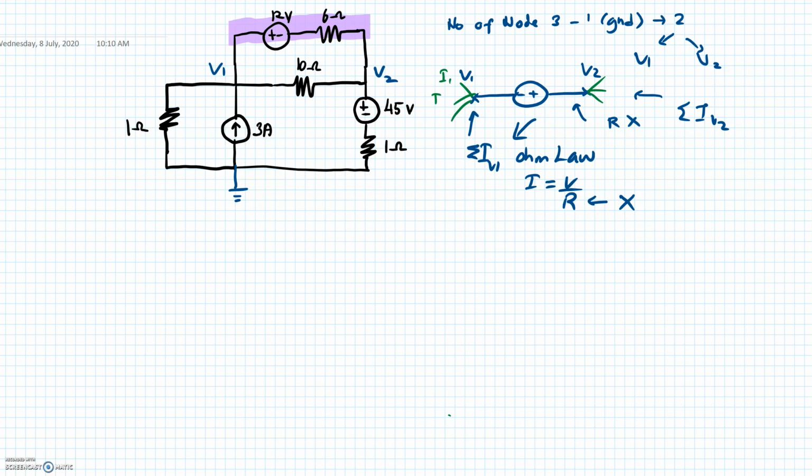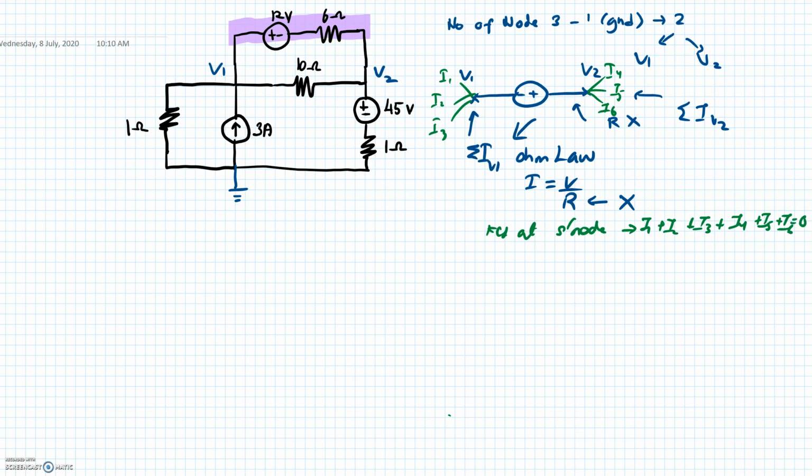so I1, I2, I3, I4, I5, and I6. You add all the currents at V1 and V2, which means you have to do a supernode KCL at the supernode: I1 plus I2 plus I3 plus I4 plus I5 plus I6 must be equal to 0.